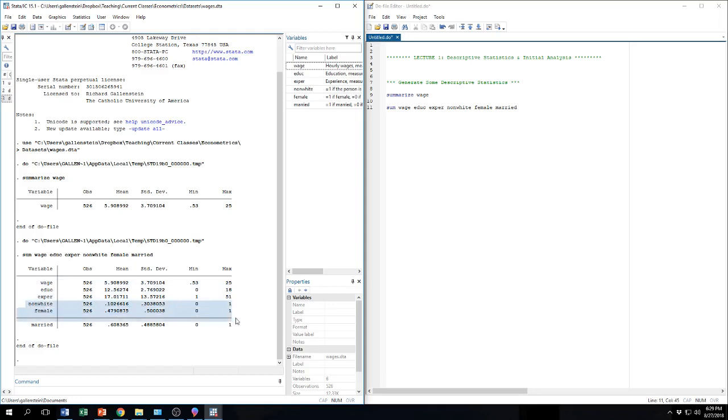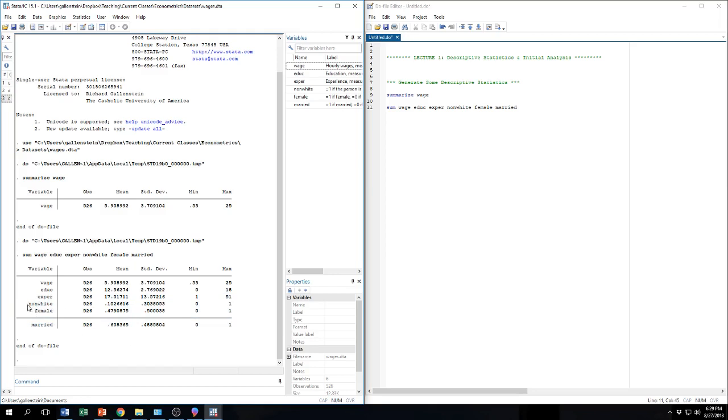Now the rest of our variables, these are dummy variables. They can take values of 0 or 1. You can see that when you look at the mins and the max. The min value is 0. The max value is 1. When you see this, you think, oh, these are dummy variables. These are binary, discrete variables.